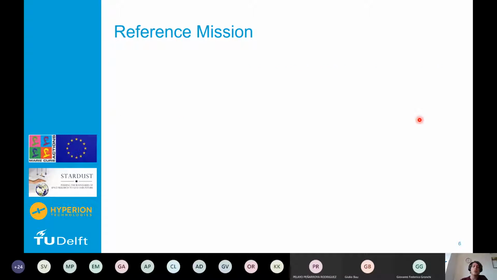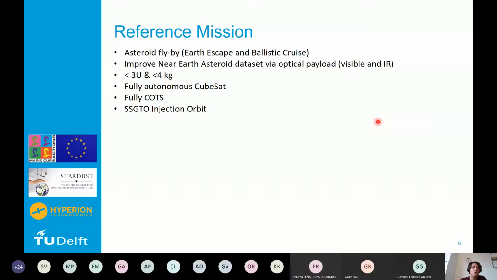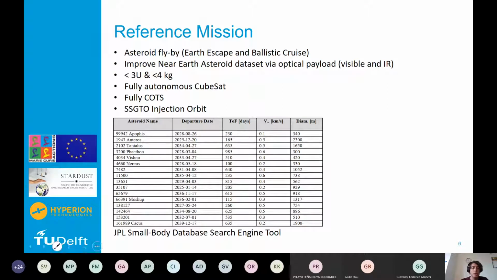So to start answering the first question, I defined a really challenging reference mission, which is an asteroid flyby. So basically an injection orbit around the Earth, followed by an Earth escape and a ballistic cruise towards an asteroid. And this kind of mission can be useful for improving the near-Earth asteroid dataset via an optical payload. I will try to keep my design within 3U and 4 kilograms, and I want a fully autonomous and commercial off-the-shelf CubeSat.